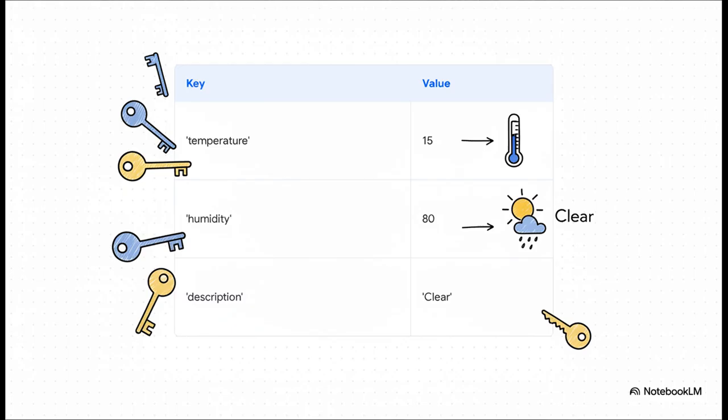And look at that. This is the result. From a messy block of text to this beautiful, clean table. On the left, you've got the keys, like temperature or description. On the right, you've got the values. So if you want the temperature, you just ask the dictionary, hey, what's the value for temperature? It's that simple, so clean, so organized.